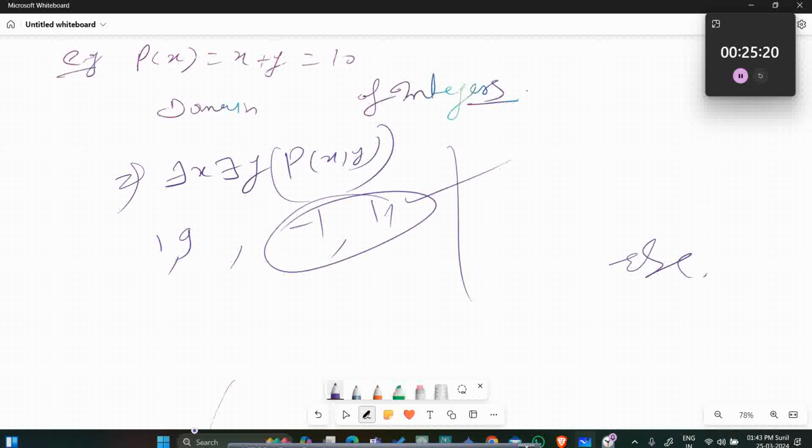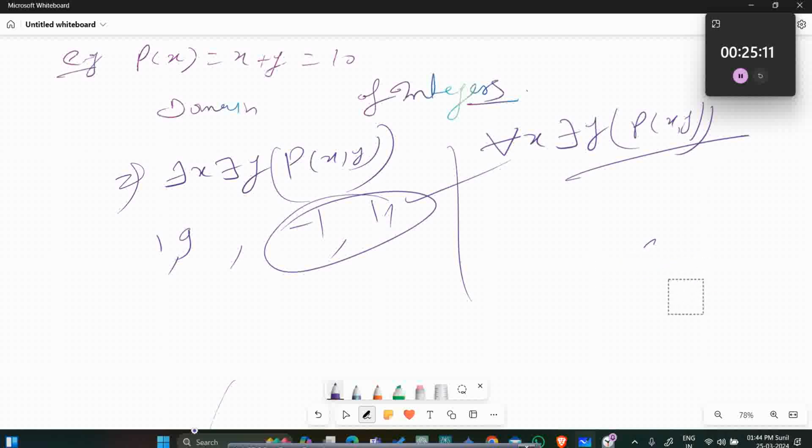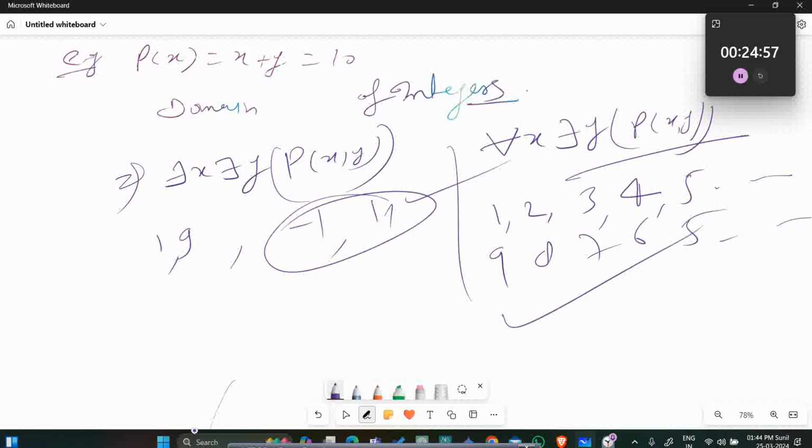For all x there exists some y. For all x there exists some y for which p(x, y) is true. So I think this is also true here, because for all x, we say x value as 1, 2 and 3, 4 and 5 and so on. There's some y also for 1, 8, 7, 6, 5 and so on. So this is also true.